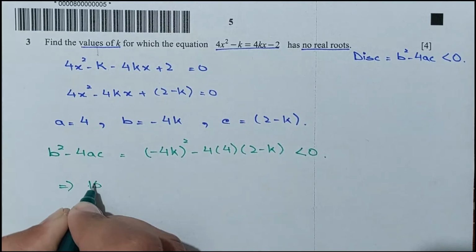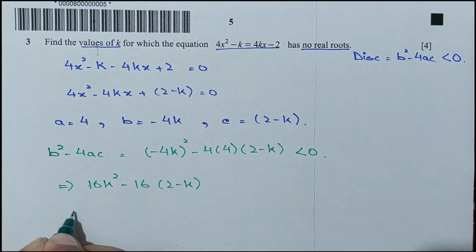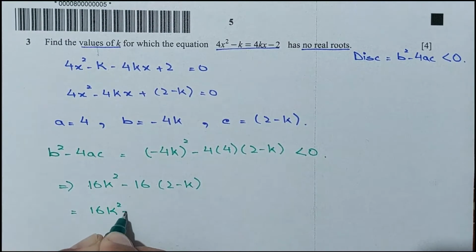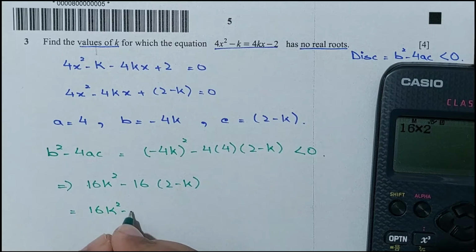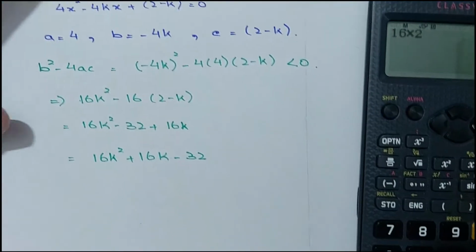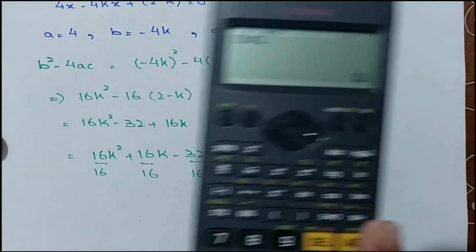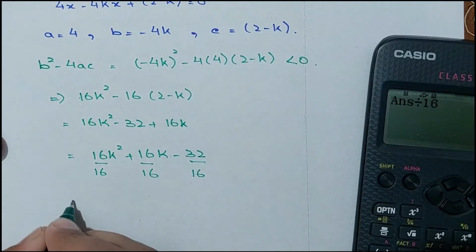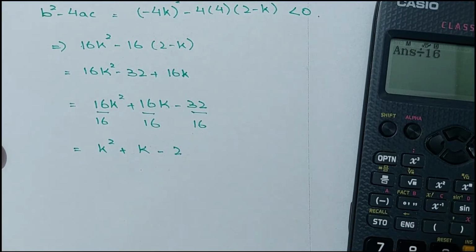All right, so simplify this. 4 squared is 16, k squared, minus 16 into 2 minus k. So this is 16k squared minus 16 times 2, which is 32, and plus 16k. So this is 16k squared plus 16k minus 32. Let me divide throughout the equation by 16. 32 divided by 16 is 2. So this is k squared plus k minus 2. That is the equation.